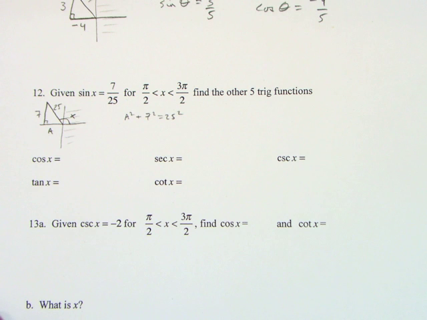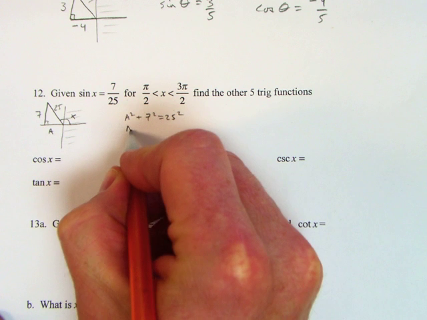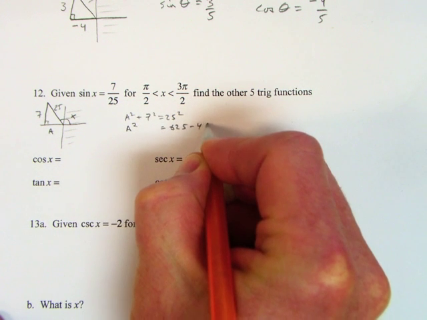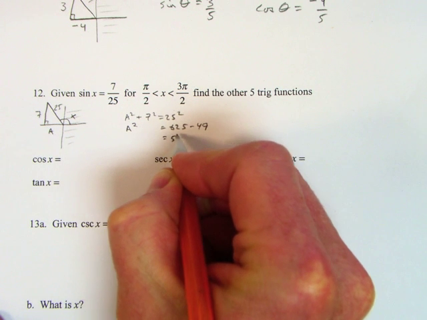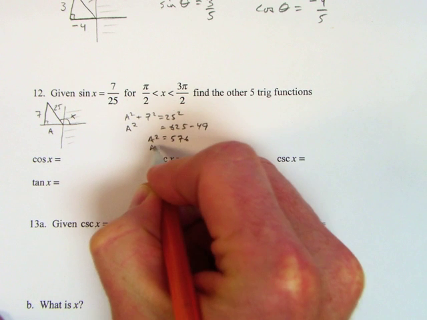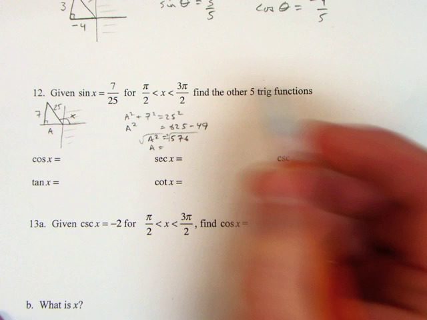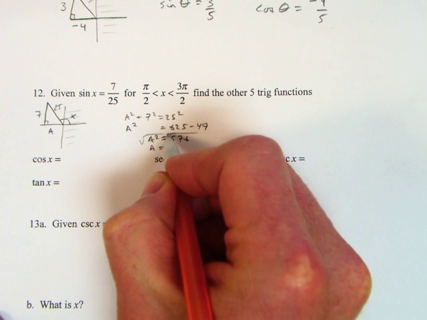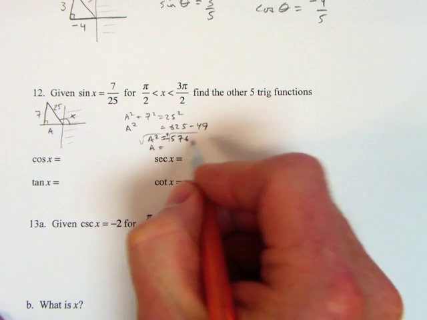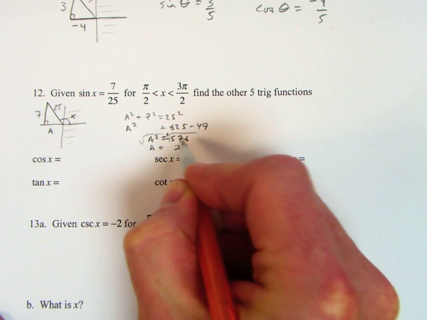So a squared plus 7 squared equals 25 squared. Does anybody know what this answer is without thinking? This is another common one. So we have 625 minus 49, and we get 576. And the square root of 576, now technically we have plus or minus, but do we include both of them? No, we can only include one of them. And the question becomes, which one?